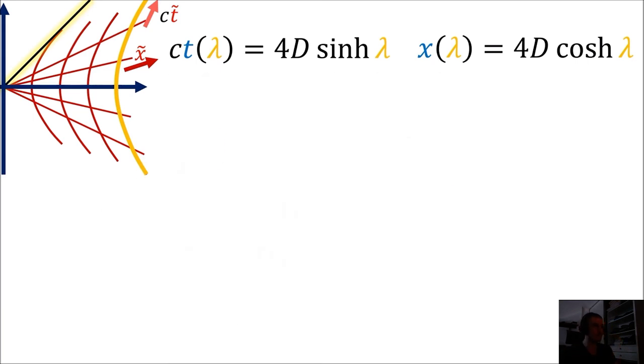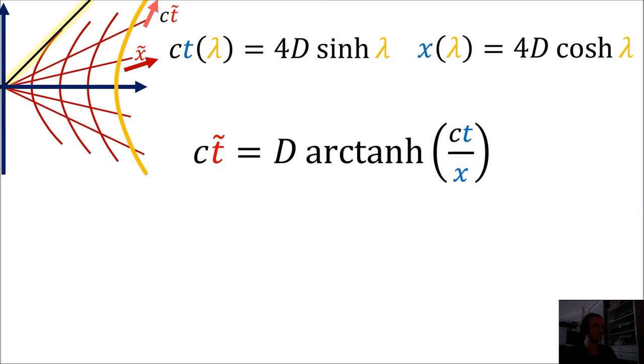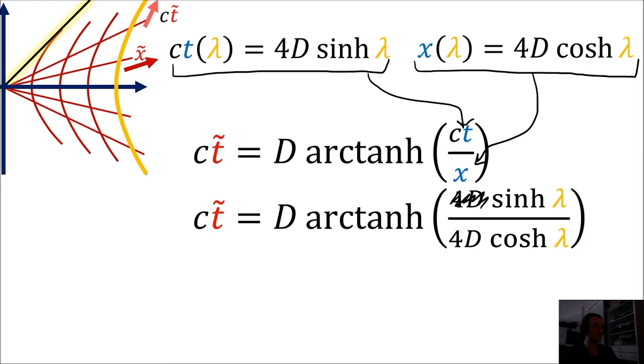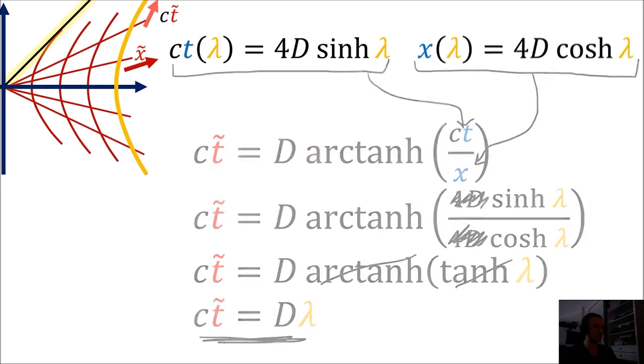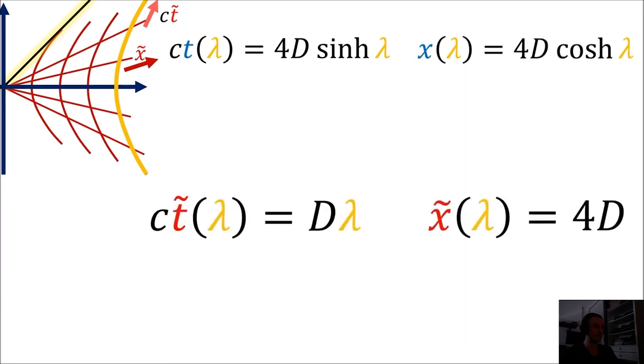We also know that ct tilde equals d times arctanh of ct over x. Plugging in ct and x, the 4d's cancel, and sinh over cosh becomes tanh. Since arctanh and tanh are inverse functions, they cancel out and we just get the input argument lambda. So ct tilde equals d times lambda. So the parametric equations for this world line are a lot simpler in Rindler coordinates.